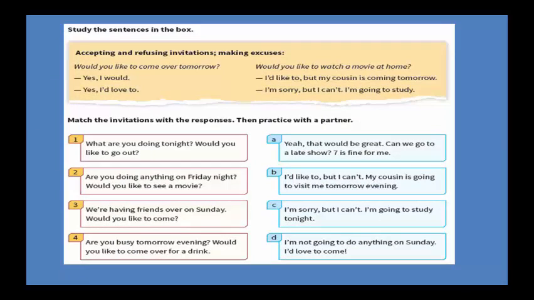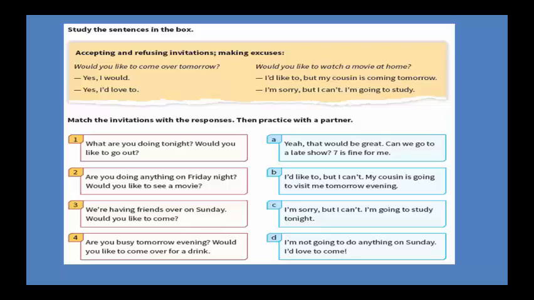Now, let's study the sentences in the box. Accepting and refusing invitations and making excuses. Would you like to come over tomorrow? If you want to accept the invitation, we use yes, I would or yes, I'd love to.